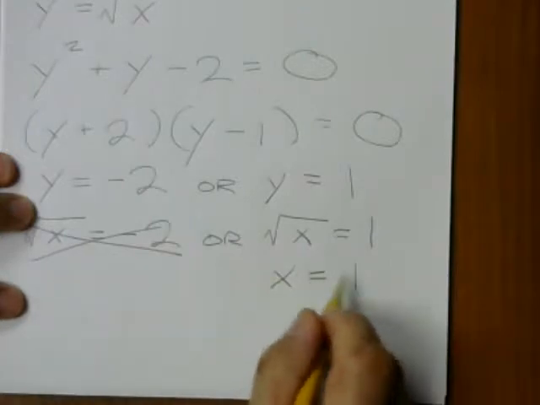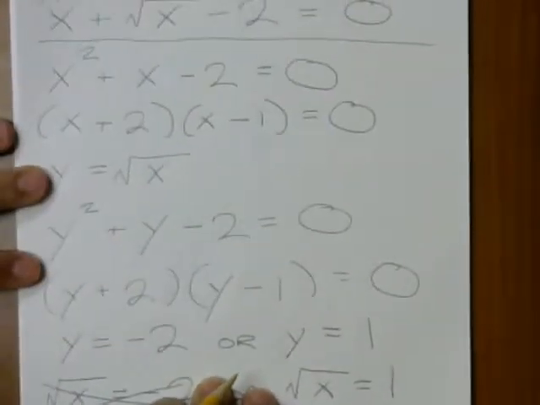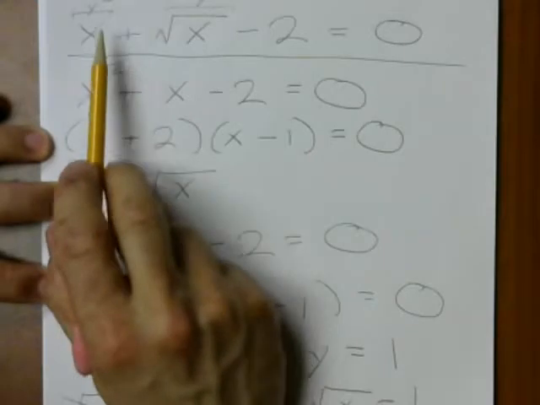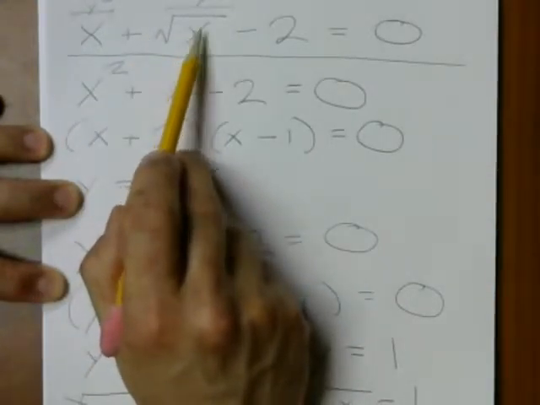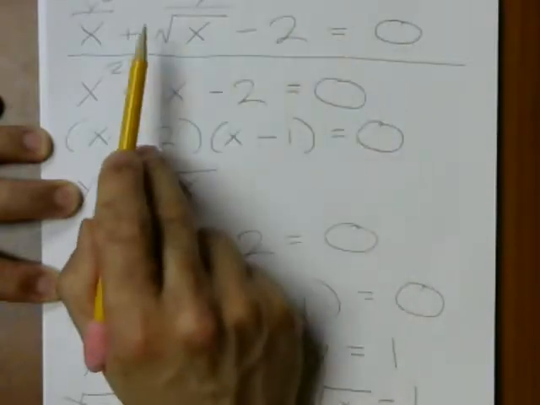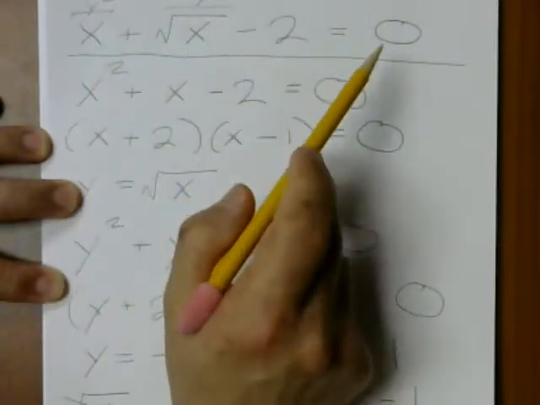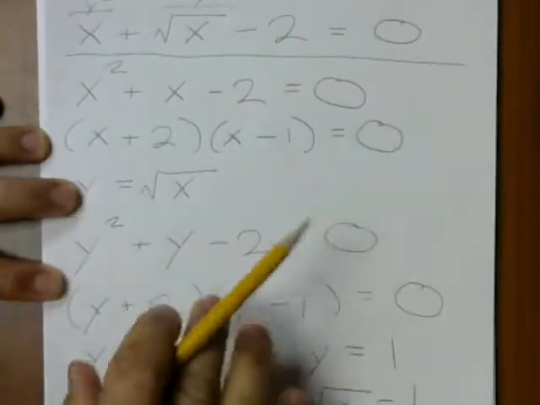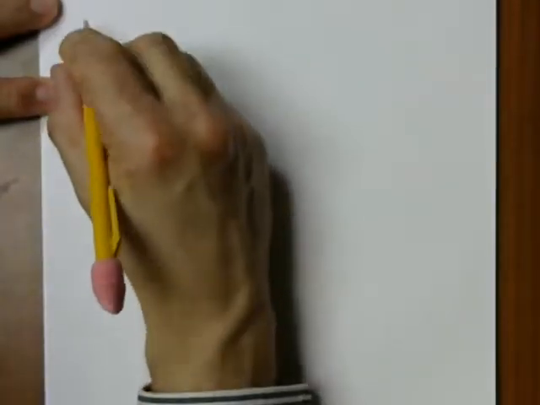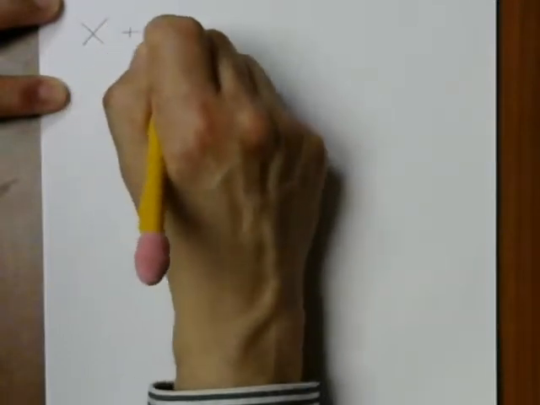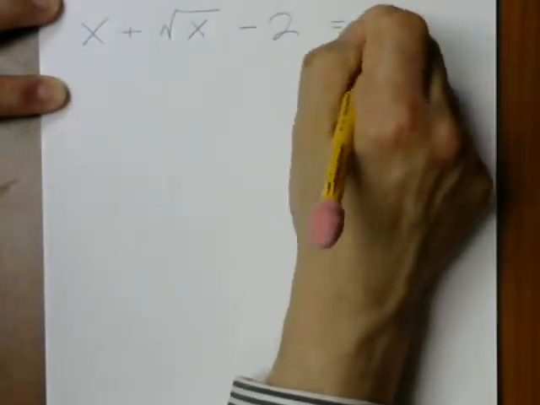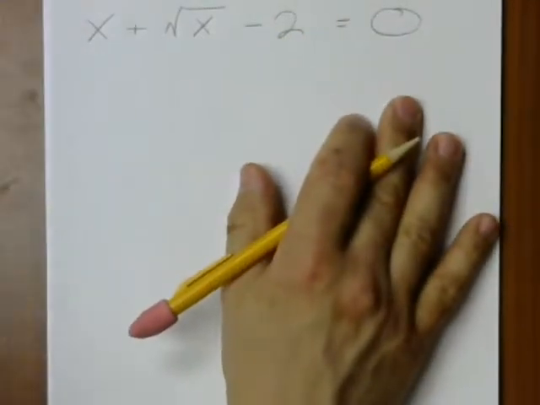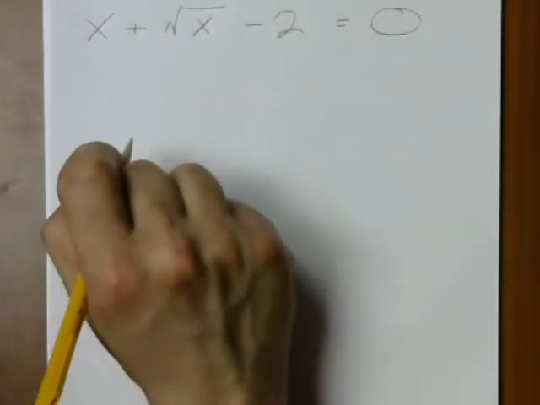Does this satisfy the original equation? Absolutely. 1 plus root 1, which is 1, minus 2 is 0. So since 1 plus 1 minus 2 is 0, this satisfies my equation. Let's try it again, because this one is actually not too bad if I solve it a different way.